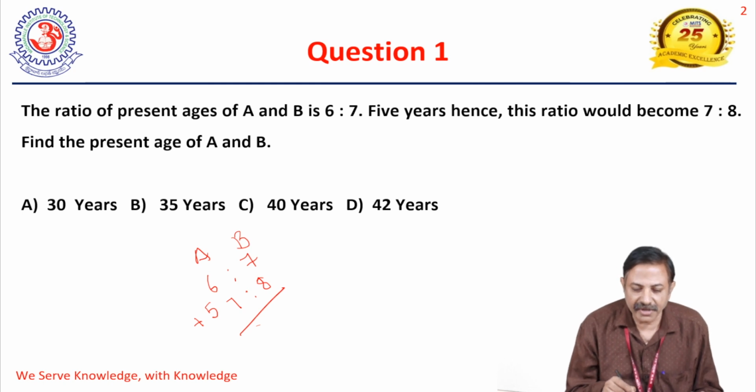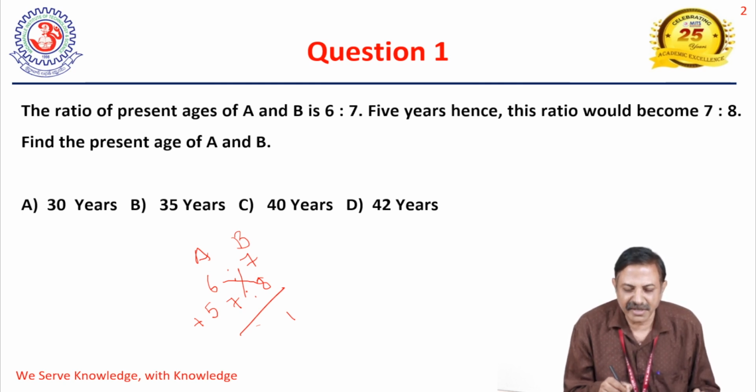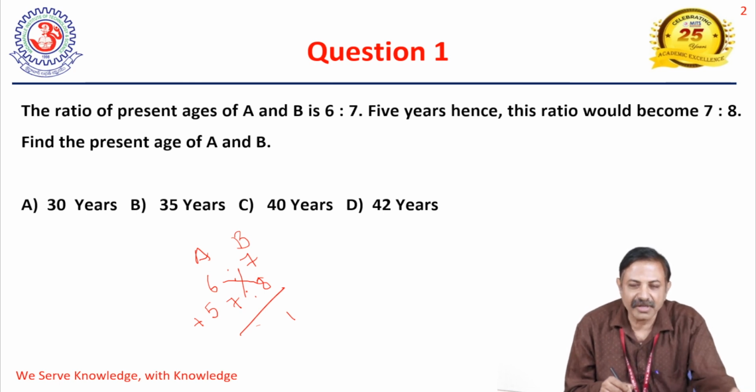So what we are going to do, we are going to cross multiply and take the difference. For example, 6 eights are 48, 7 sevens are 49. 49 and 48 difference is 1. I am going to write here. That is 6 eights are 48, 7 sevens 49. Difference is 1. That I have written here. Cross multiply and take the difference. It's a very simple one because it is very easy to take the difference between two multiplications.